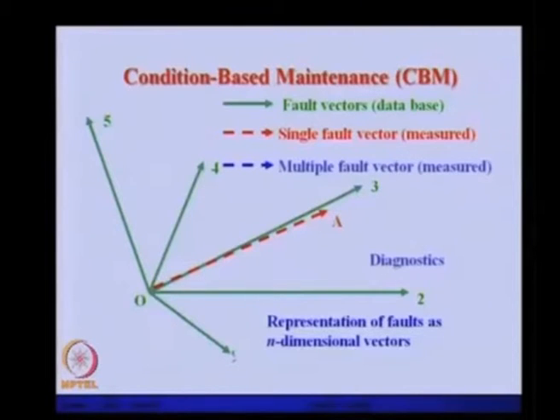Once we have this database for 5 different faults, then if some unknown fault appears in the system, and we have measured all the data and plotted it in this particular database space, let us say this red one is for the unknown fault. We measured it, and you can see that it is close to fault 3. That means that whatever the fault is in the system, which is unknown to the user, the database is predicting that there is fault 3 in the particular machine.